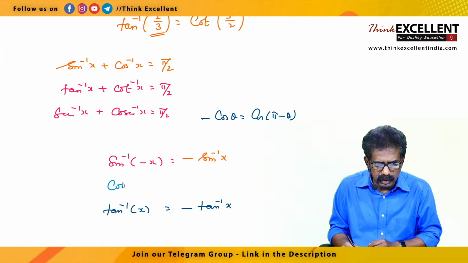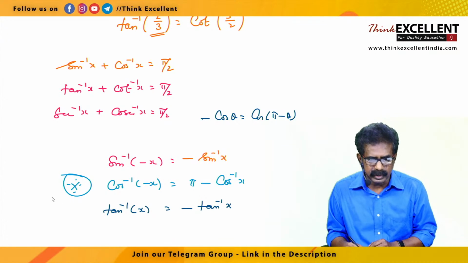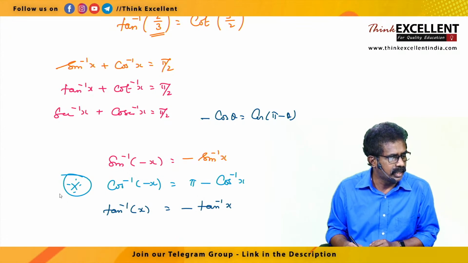Cos inverse minus x is pi minus cos inverse x. Study this carefully. Cos inverse minus x is what? Pi minus cos inverse x.